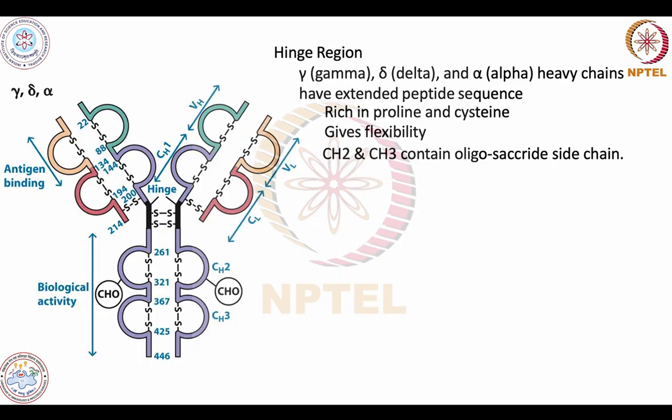So, in gamma, delta, alpha, the antigen binding site is there, and biological activity is there in the constant region. Hinge region: gamma, delta and alpha heavy chains have an extended peptide sequence, rich in proline and cysteine, which gives flexibility. CH2 and CH3 contain oligosaccharide side chains.